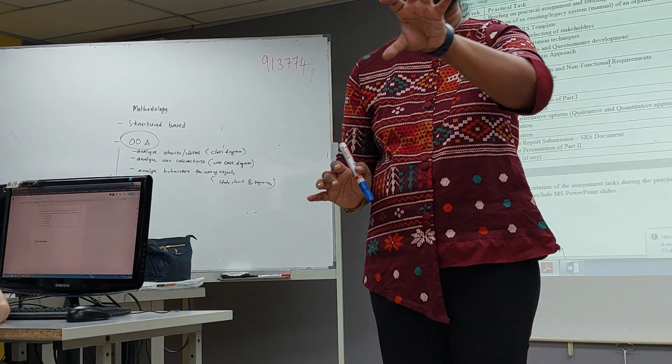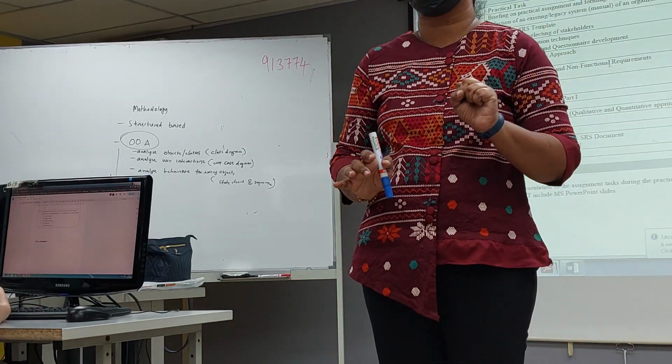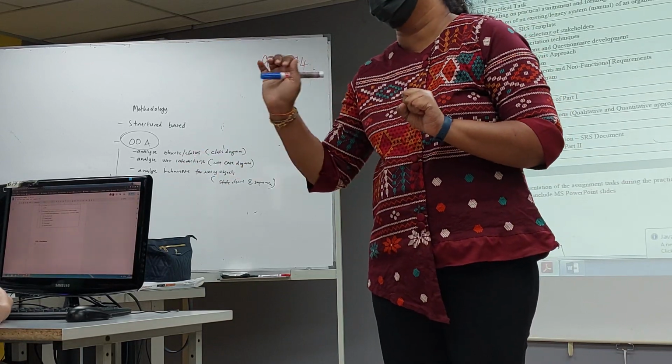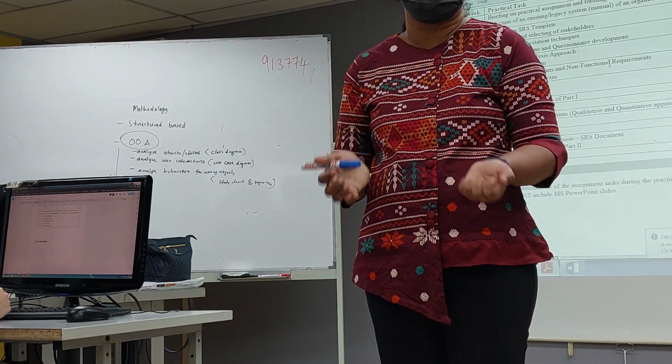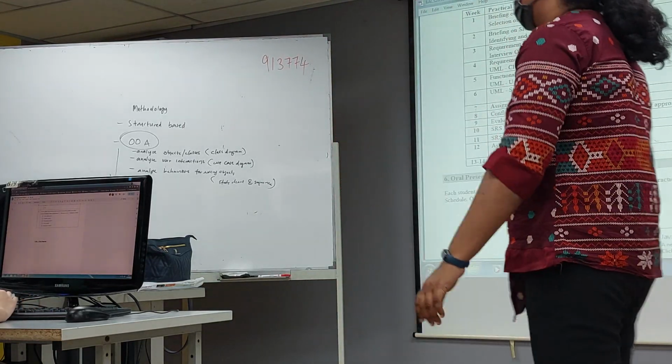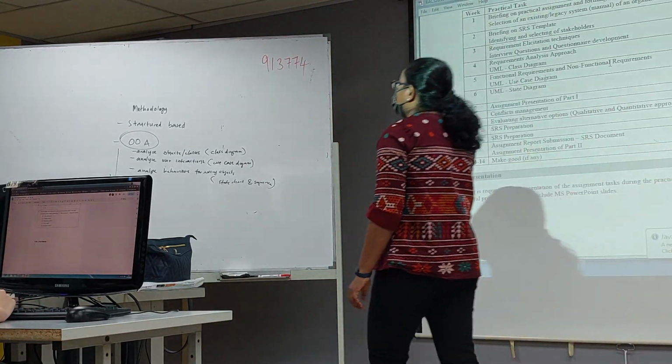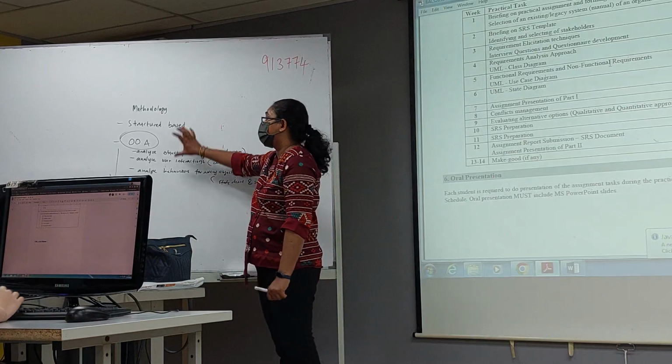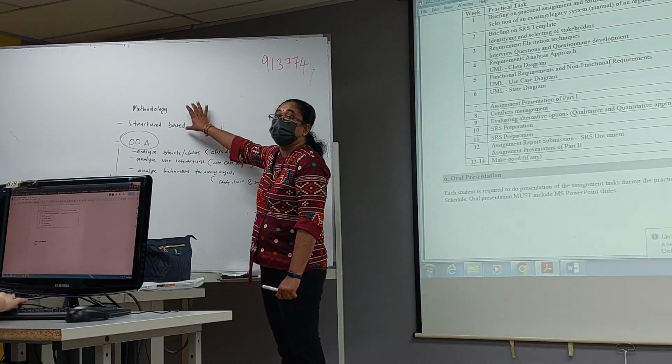So based on the classes, you can identify the interaction with users. You can go and identify the behavior of each class or each object. So that's how slowly we develop the requirement. Okay? But what is structure based? This is another approach. This approach is before OOA, old method.